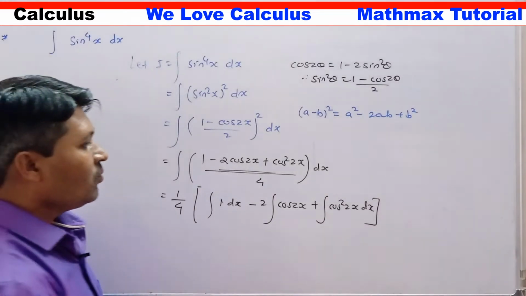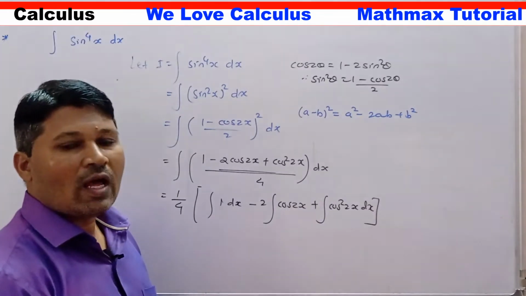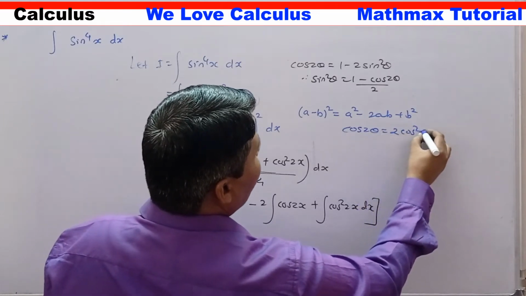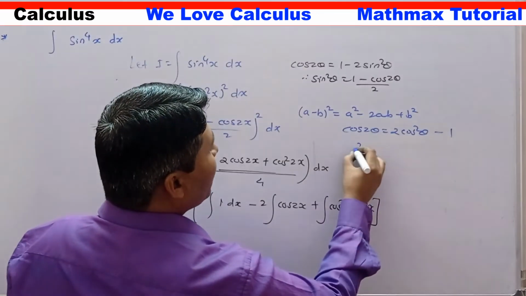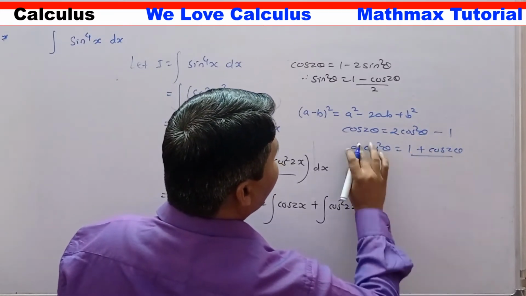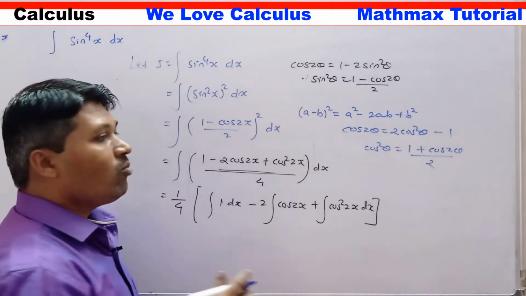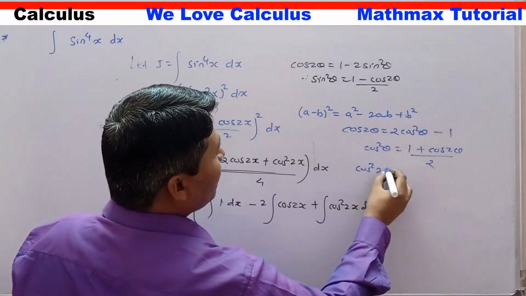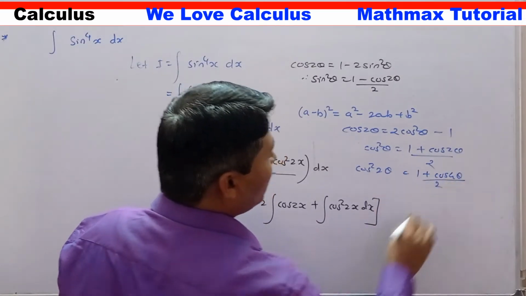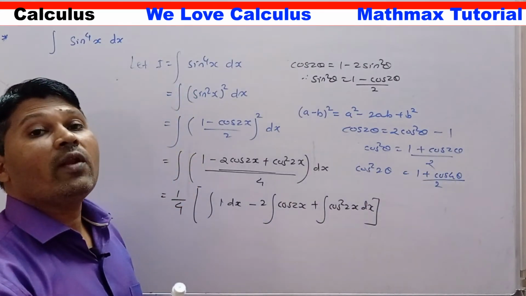Here we observe cos square 2x, and what is the related formula? We can put up the formula. We know that cos 2 theta is equal to 2 cos square theta minus 1. Then the formula becomes cos square theta is equal to (1 plus cos 2 theta) divided by 2. For cos square 2x, we multiply the angle by 2, and we get (1 plus cos 4 theta) divided by 2. Then we replace cos square 2x with (1 plus cos 4x) divided by 2.